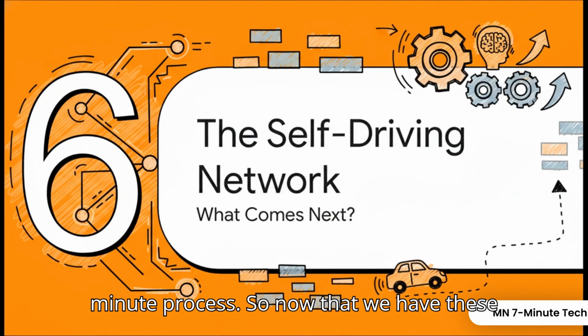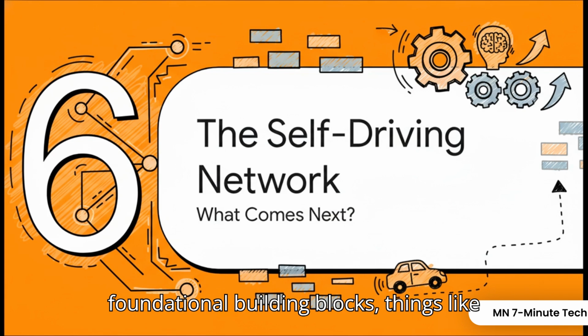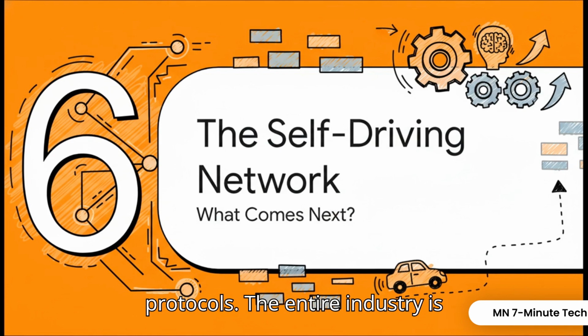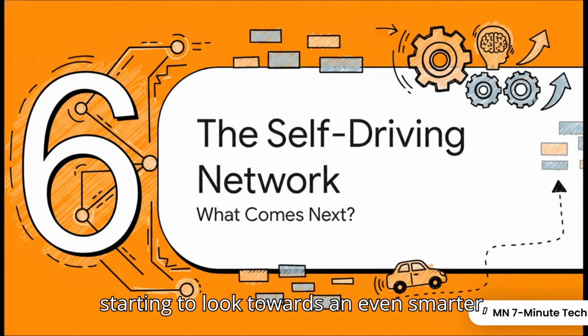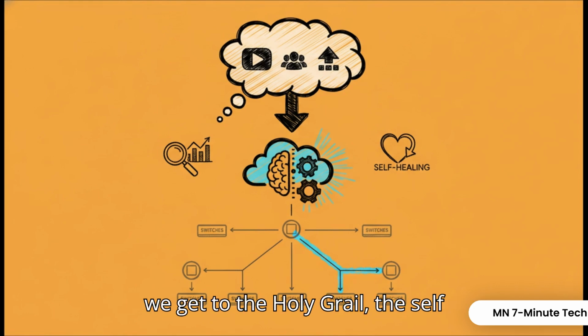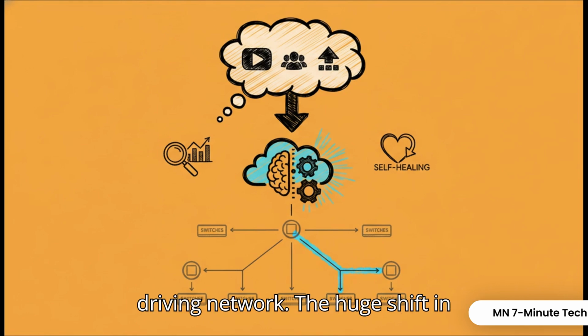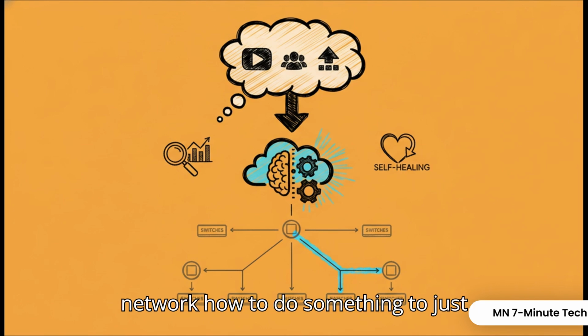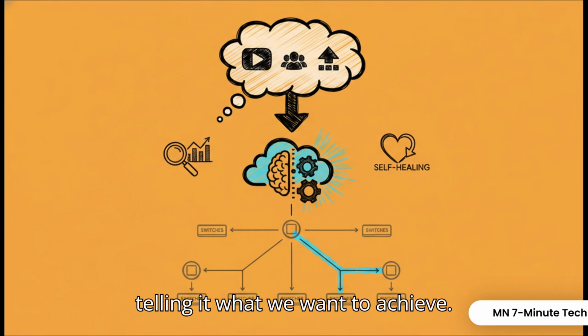So now that we have these foundational building blocks, things like ZTP, the Yang language, and modern protocols, the entire industry is starting to look towards an even smarter, more autonomous future. And this is where we get to the holy grail, the self-driving network. The huge shift in thinking here is moving from telling the network how to do something to just telling it what we want to achieve.